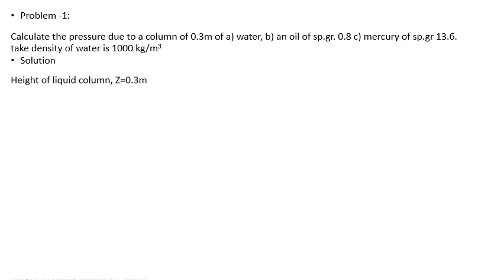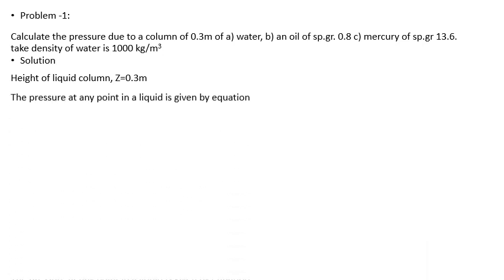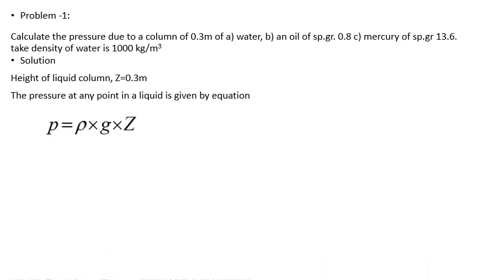See the solution now. The height of the liquid column, that is Z, is equal to 0.3 meter. The pressure at any point in a liquid is given by the equation. According to the hydrostatic law, the pressure at any point is equal to density multiplied by 9.81, that is the g value, and the height of the column Z or H. Now I want to find the pressure for a height of 0.3 meter.